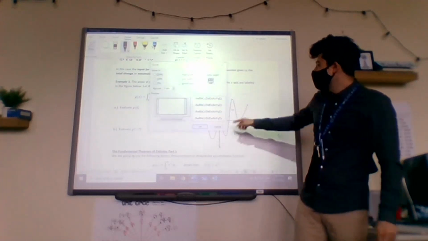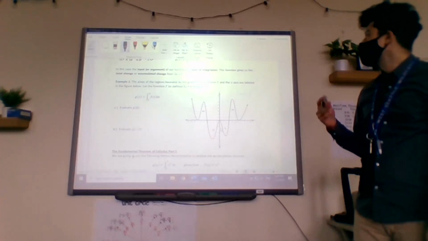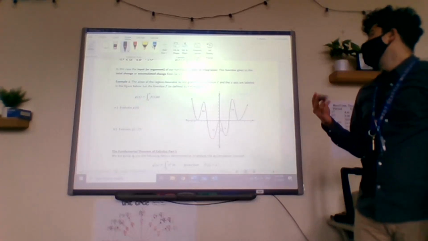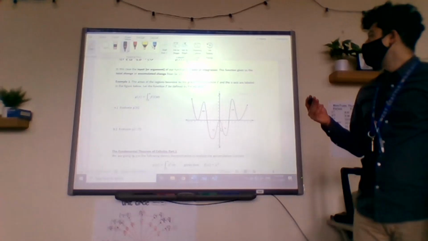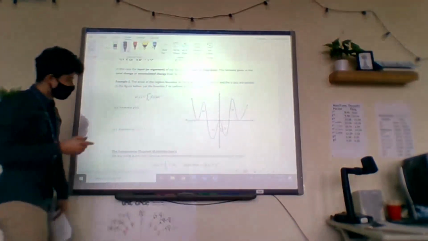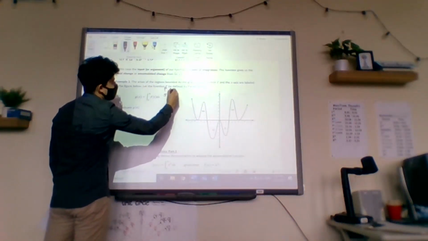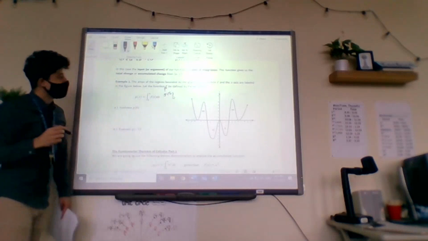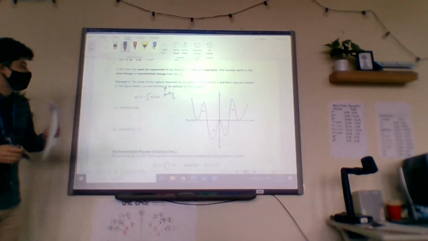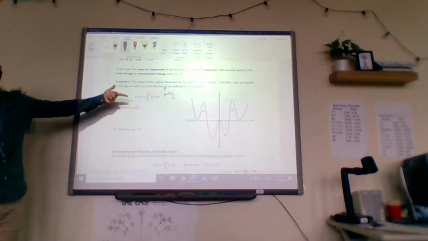Example 1: the areas of the regions bounded by the graphs of the function f and the x-axis are given in the figure below. Let the function g be defined by the equation g of x equals this. I think this might have been meant to be a little g. But either way, we get this function, the area so far function, and then it says evaluate g of 6.